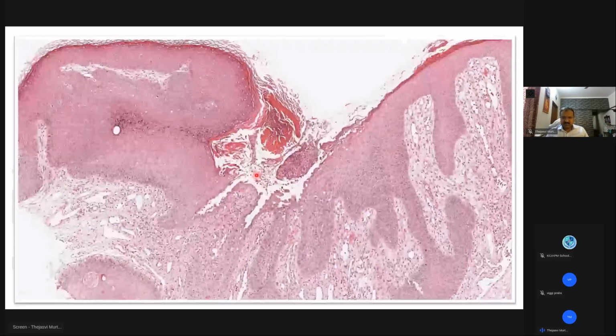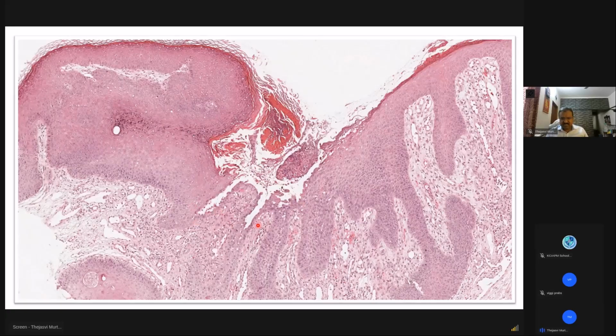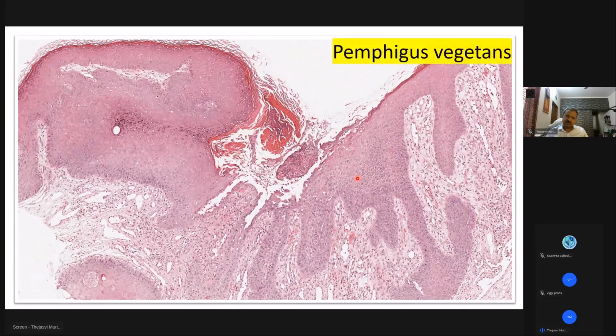So here, again, there is a suprabasal bulla, or intra-epidermal sort of, basically suprabasal. But what we have to see here is there is epidermal hyperplasia, that is acanthosis, extensive acanthosis. With acanthosis, you are seeing a suprabasal bulla. It is commonly pemphigus vegetans. There are so many variants in this. I'm not going into details of that. Pemphigus vegetans, you're seeing suprabasal bulla with hyperplasia of the epidermis, hyperkeratosis, acanthosis, etc.